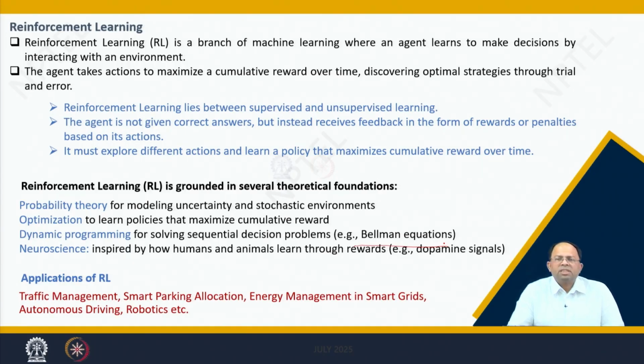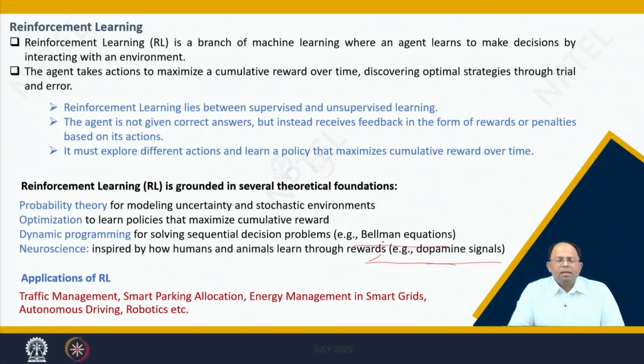Also neuroscience is somewhat connected because it is inspired by how humans and animals learn through rewards, for example dopamine signals in the case of animals. So you can see that how to design the rewards becomes very, very important. In a very complex problem that we are trying to solve using machine learning, for example how a robot should walk, how you frame the rewards itself becomes very important.